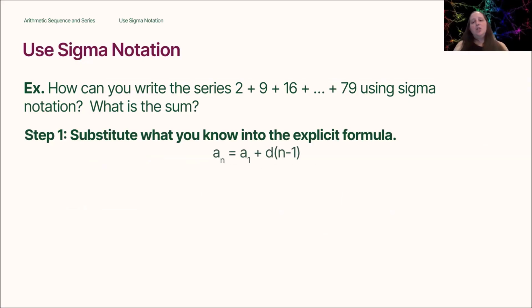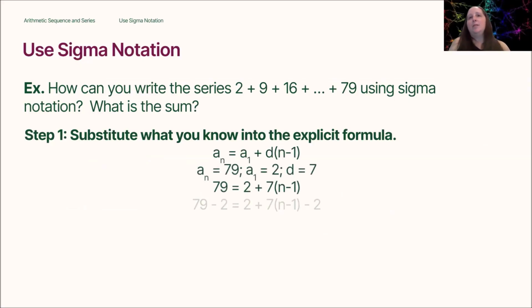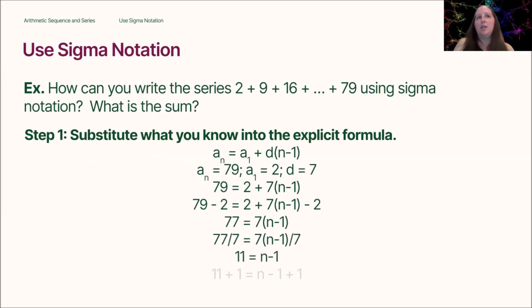How can I write the series 2 plus 9 plus 16 plus ... until I get to 79 using sigma notation? And what is the sum? So I can substitute what I know into the explicit formula. I know that my last term, a sub n, equals 79, and I want to know how many terms there are total in my series. So I'm solving for n.